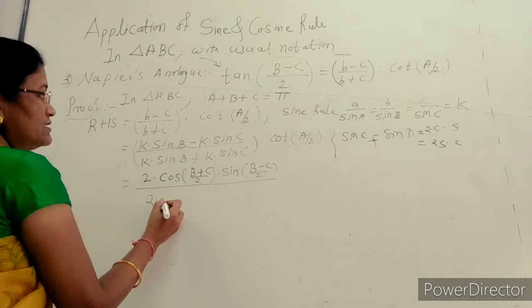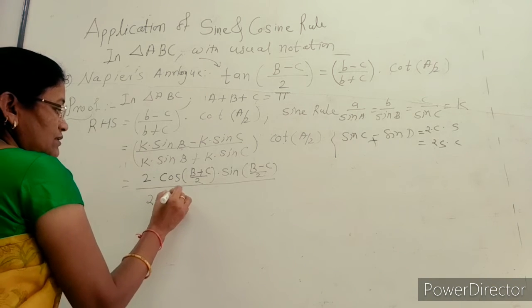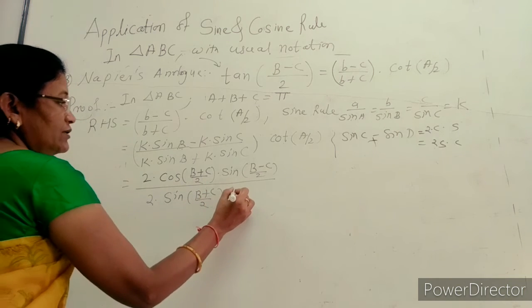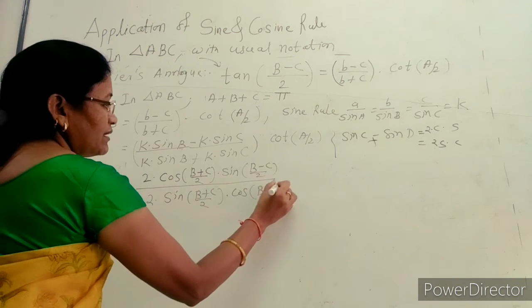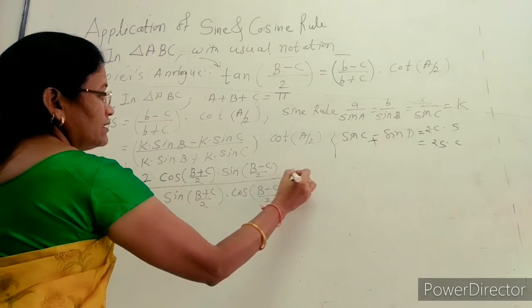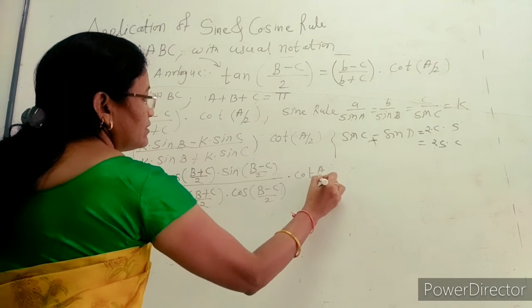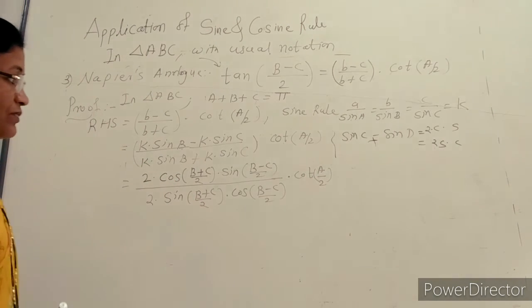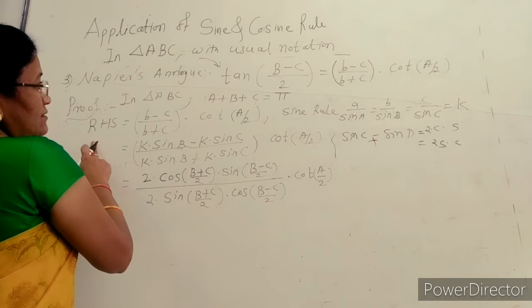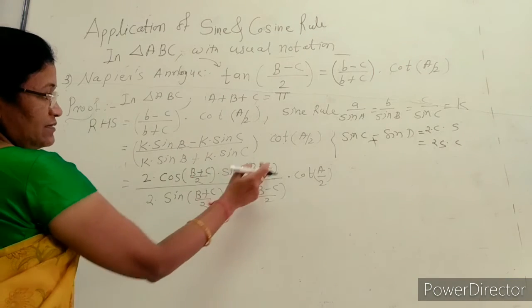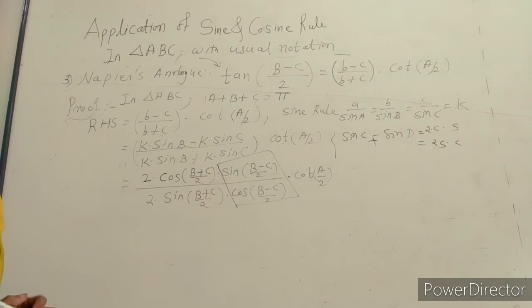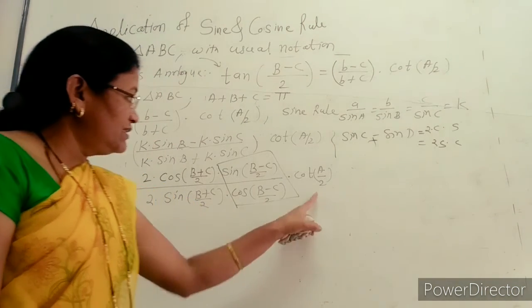Again for the addition we take sin of (B plus C) upon 2 into cos of (B minus C) upon 2, into cot A by 2. At this stage we get the answer by cancellation of some terms. Sin of (B minus C) upon 2 divided by cos of (B minus C) upon 2 is tan of (B minus C) upon 2. So these are cancelled.